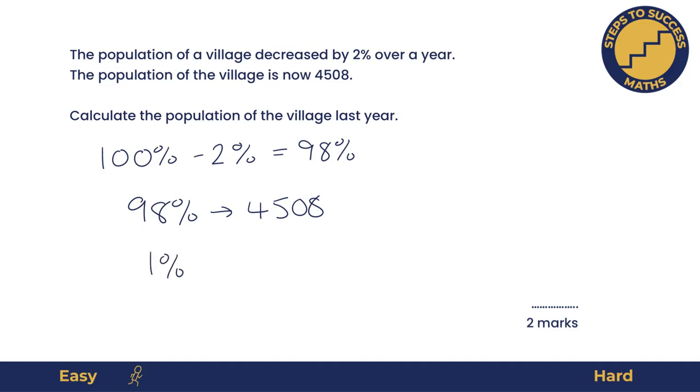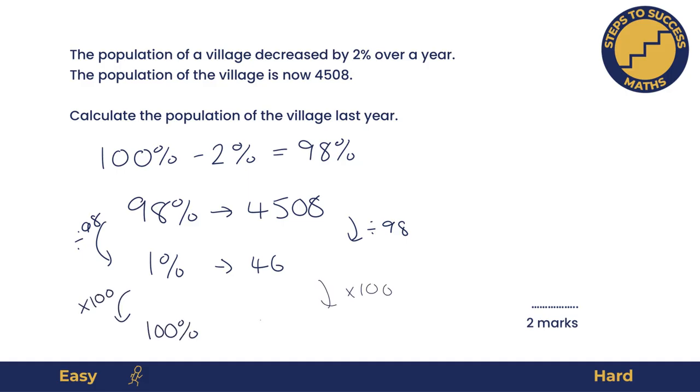We divide by 98. So we divide this side by 98. Use a calculator. So you get 46. Now you know 1%. Multiply back up to find 100%. So 4,600.